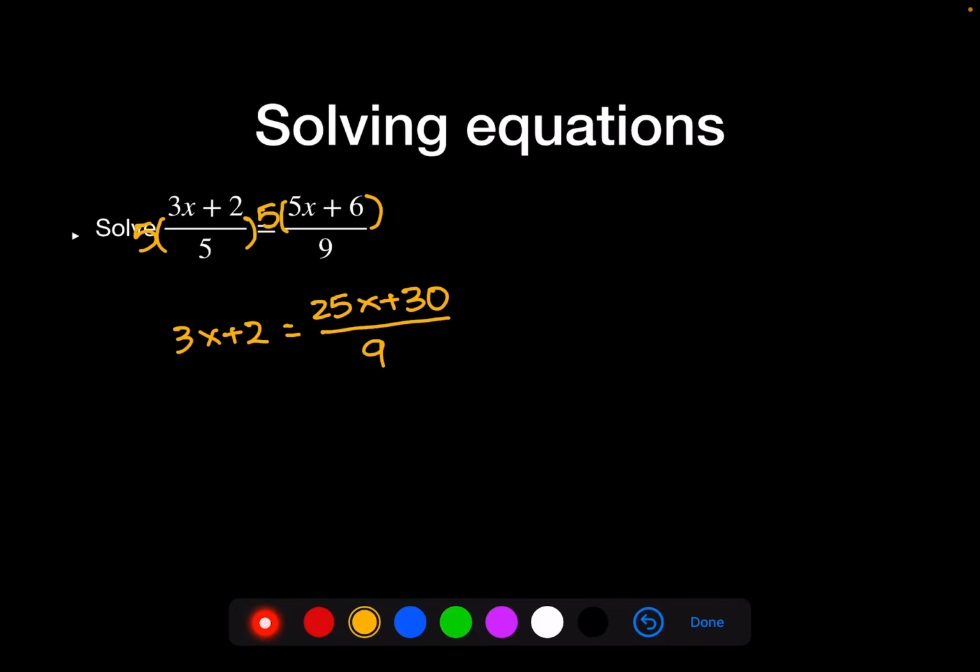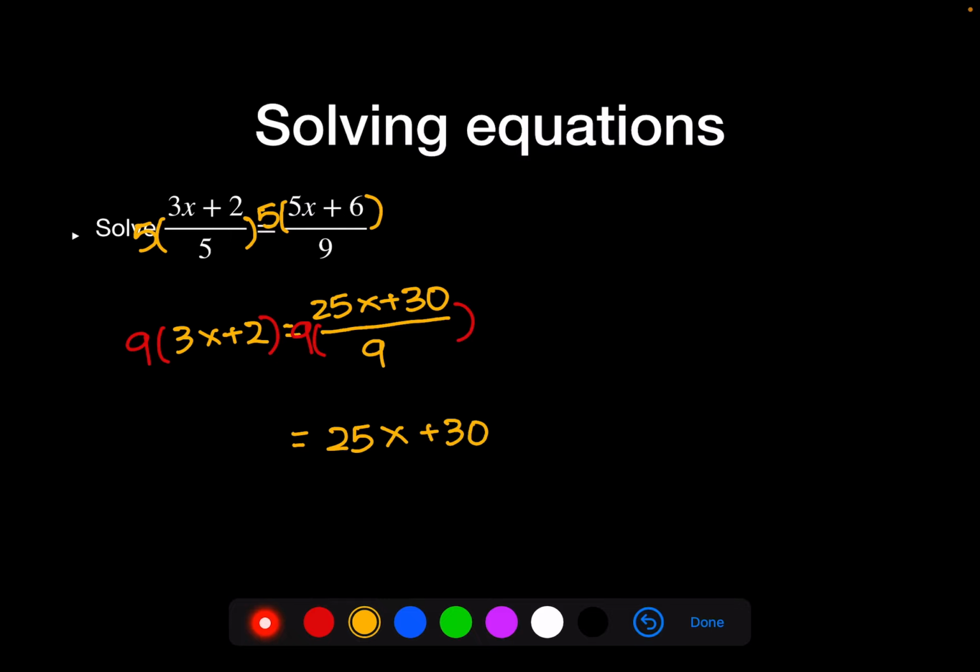Now we're not done with the fractions yet because there's another fraction on the right hand side. So again, you just want to multiply by 9 and that gets rid of the fraction for you. And again, you can't just multiply by 9 on one side, you've got to multiply it on the other side as well. So on the right hand side, you are left with just the numerator 25x plus 30.